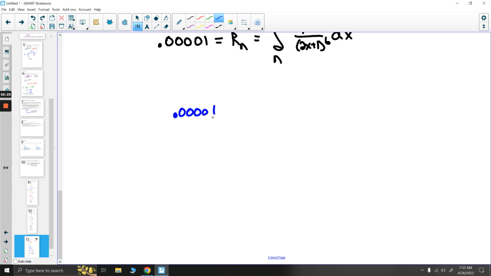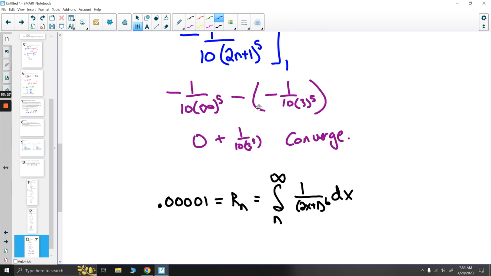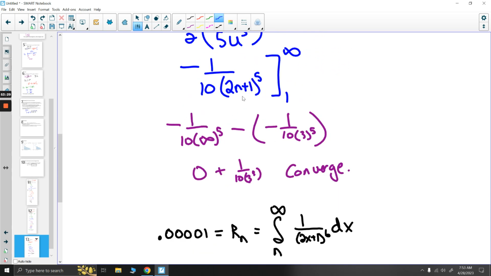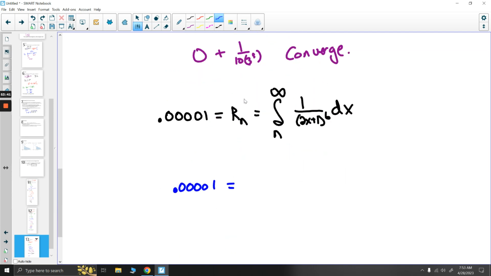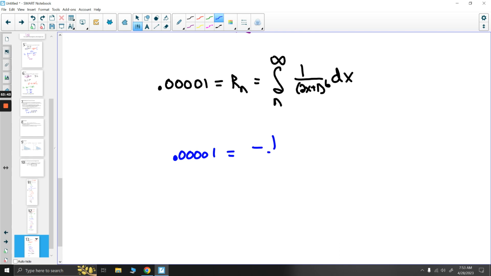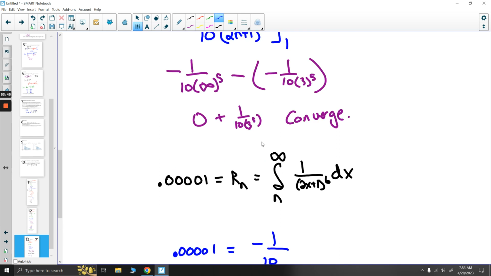0.00001 is equal to, we've already integrated this thing, so I'm just going to pull up kind of this integral here. But we're going to take it here as our n, which is fine. So again, this is 0, and this would just be our n, plugging this n in. Okay, and 2n plus 1 to the 5th. Okay, so it's negative 1 over 10. Oh, I'm sorry.